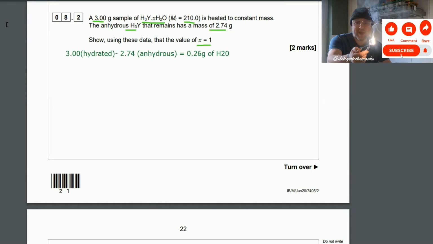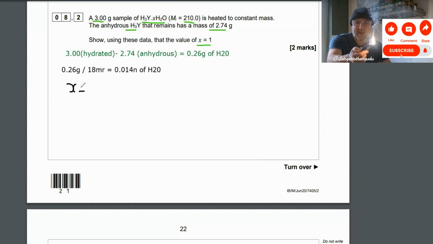Essentially, once you take away the anhydrous, which is the dry substance, from the hydrated wet substance, you're left with how much water was evaporated. And we evaporated 0.26 grams of H2O. So let's go ahead and work out the moles of that. That's 0.26 grams over 18, we've got 0.014 moles of H2O.